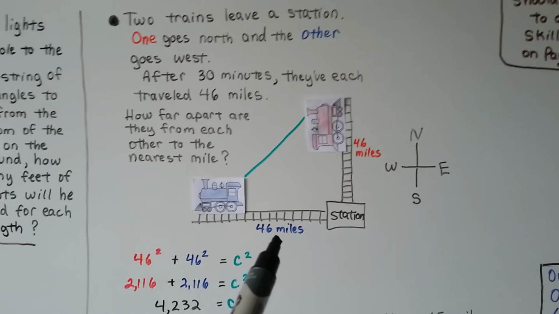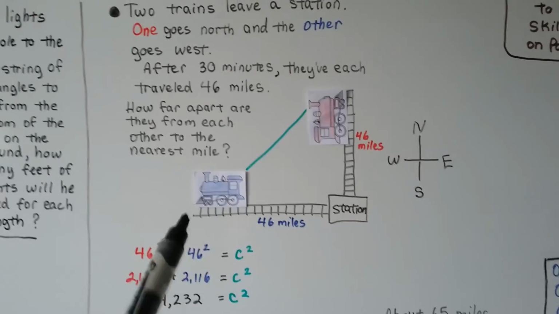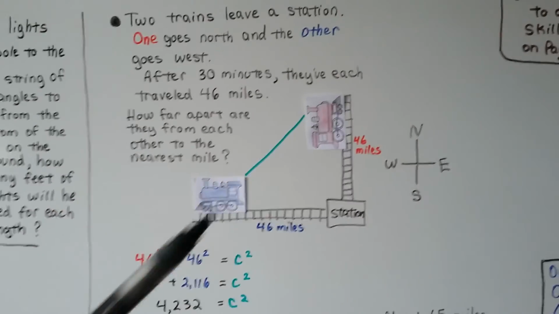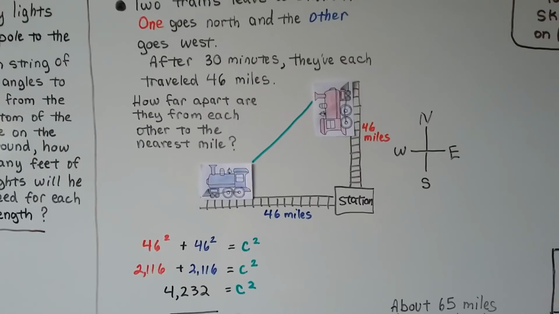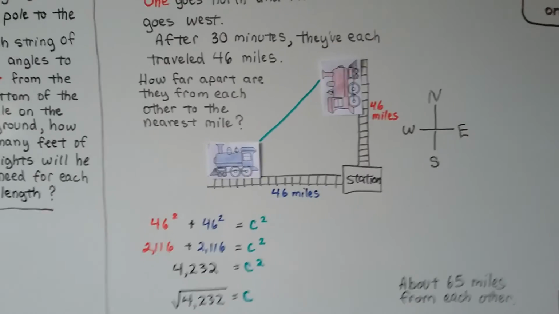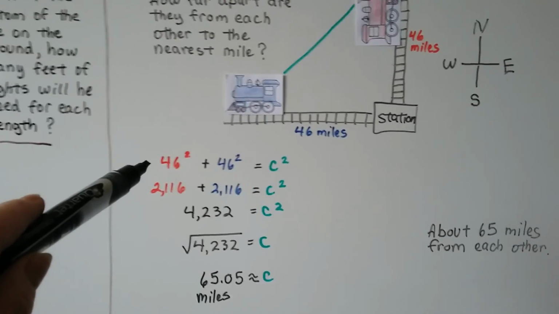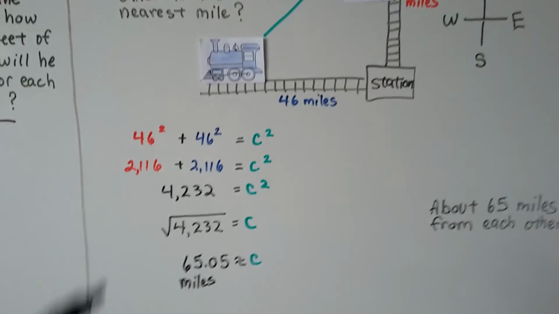So we're not going to add the 46 and the 46 to find out how far apart they are from each other, because that's a right angle. We need, as the crow flies, how far are they from each other. That's the hypotenuse, see? So we can do a squared plus b squared is going to equal c squared. We do 46 squared plus 46 squared is going to equal c squared.